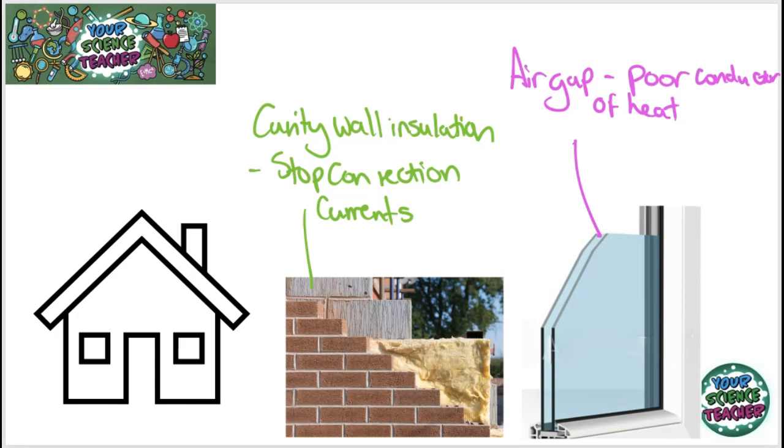We do also have loft insulation, and loft insulation works very similarly to the double glazing and the cavity wall insulation. But the key thing to remember here is that all we're trying to do is reduce the amount of energy being transferred to the surroundings and keep all of that heat energy in our houses. Especially in the UK in winter, you know how cold it can get here.